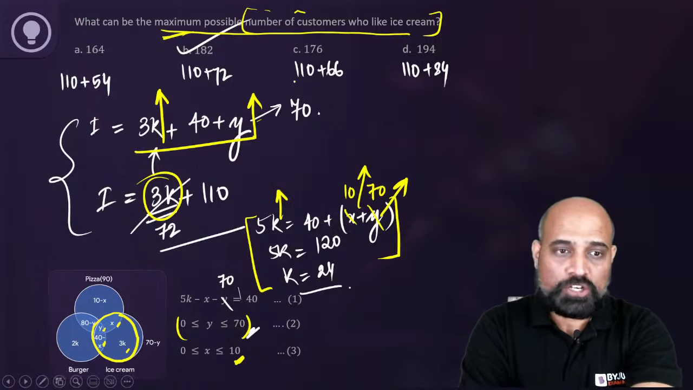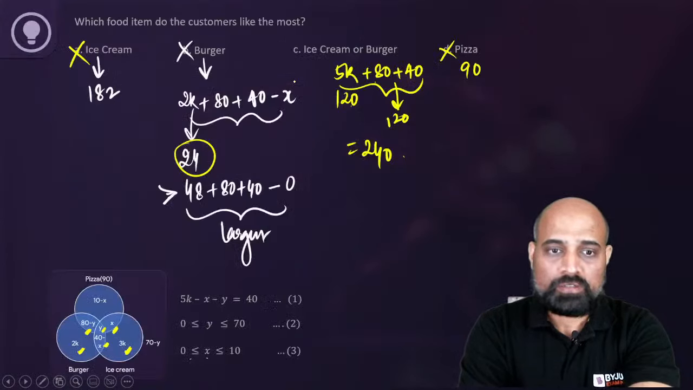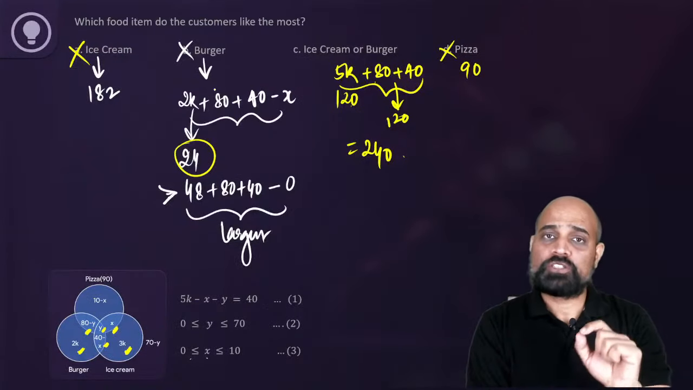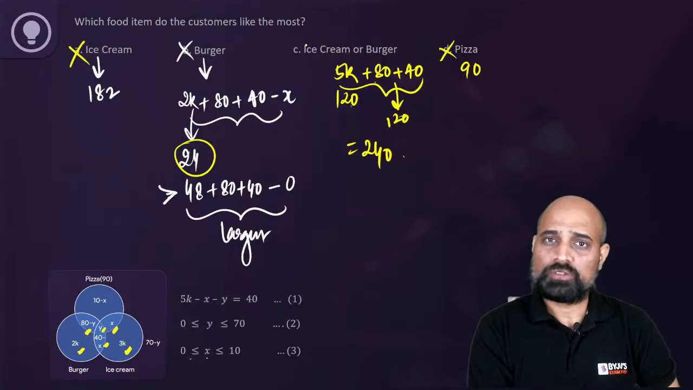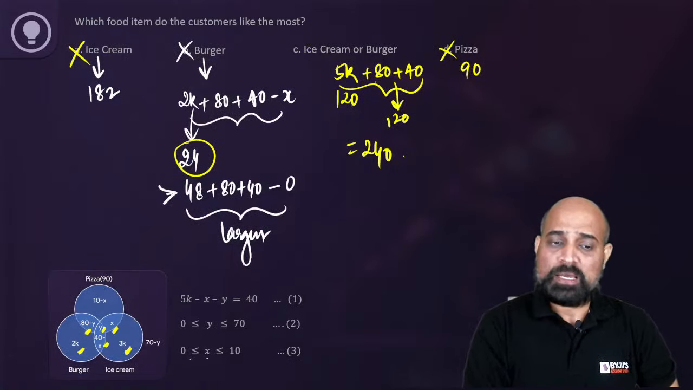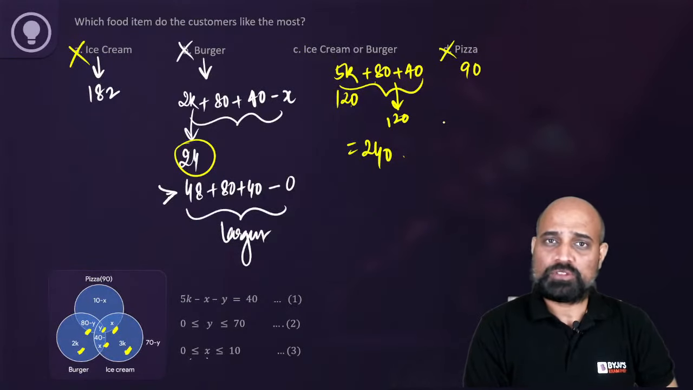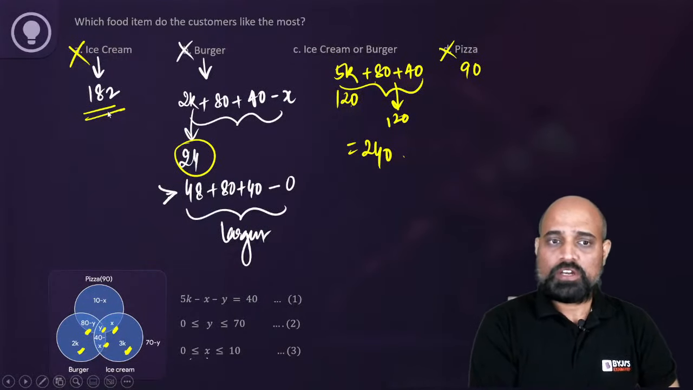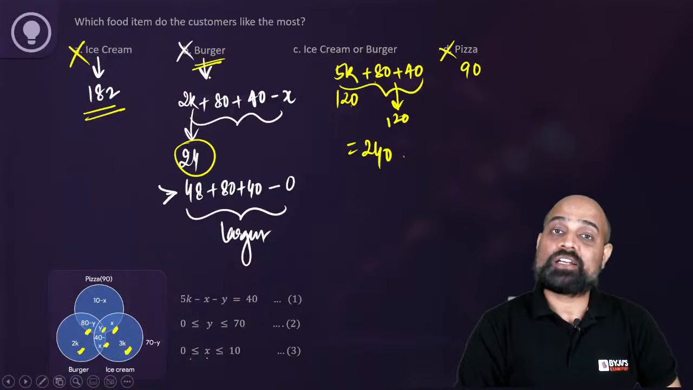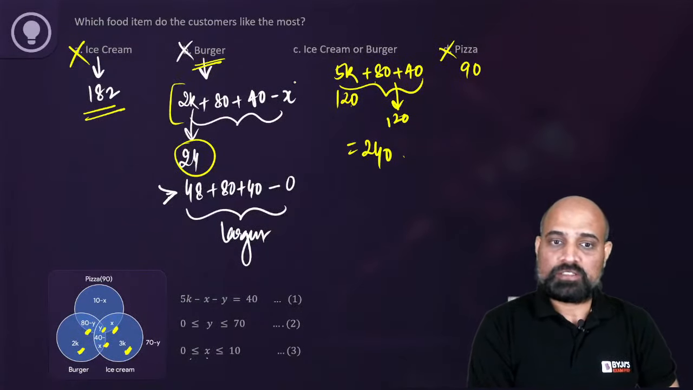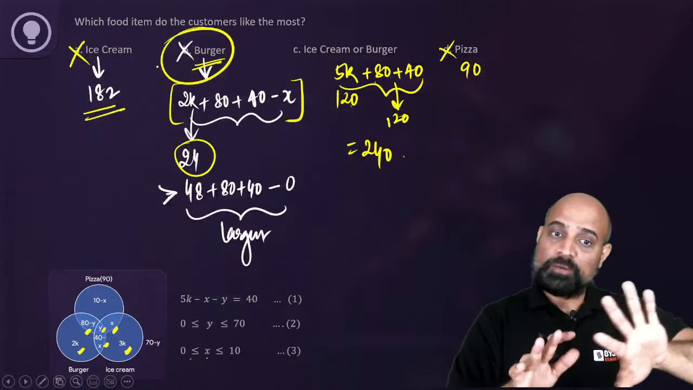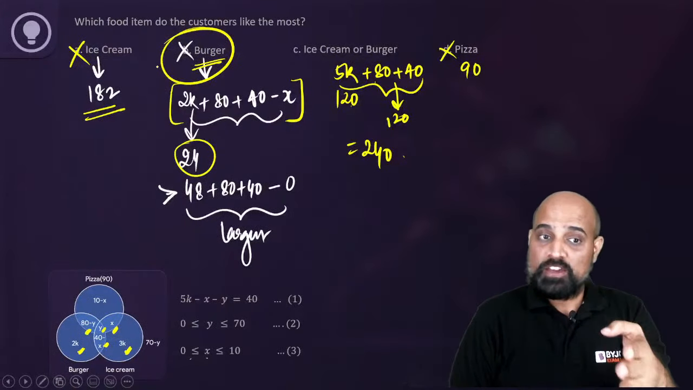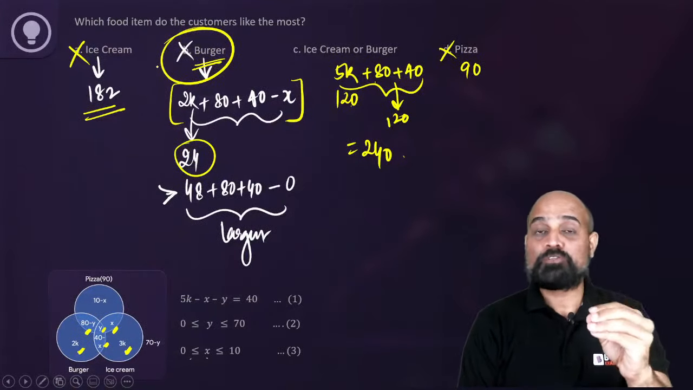I did not take k is equal to 10 in the next question. I don't have to because this is a completely different question, Sai. It says which food item do the customers like the most? So if I say pizza is the product that customers like the most, ice cream का भी अभी solve किया ना, 182. For burger, if I want this to be largest, So the expression is this. This option itself is a completely new question. Forget about ice cream, burger, pizza. If I ask you, what is the maximum number of people who can like burger?